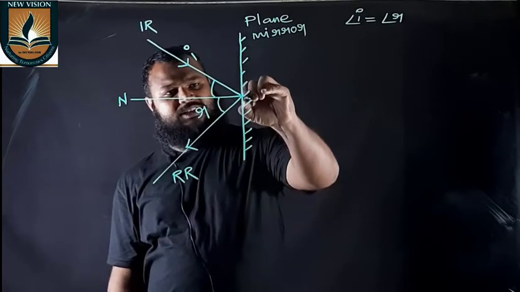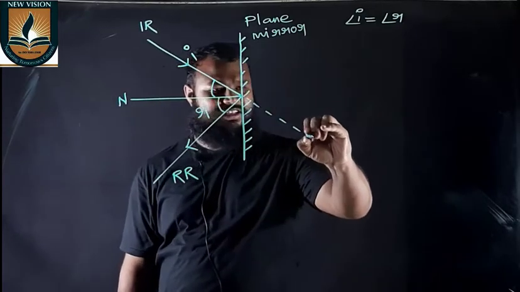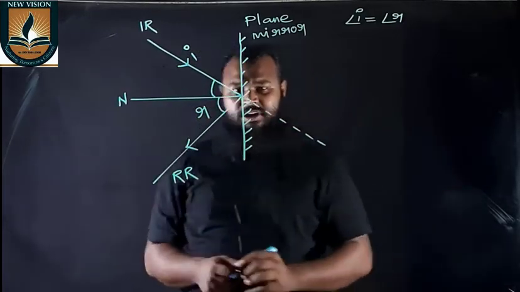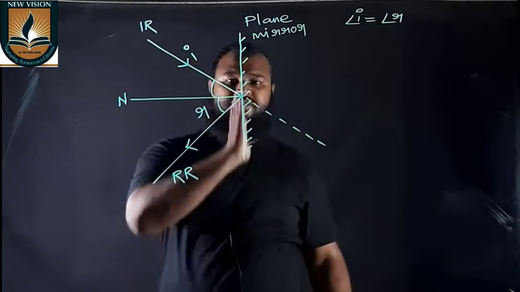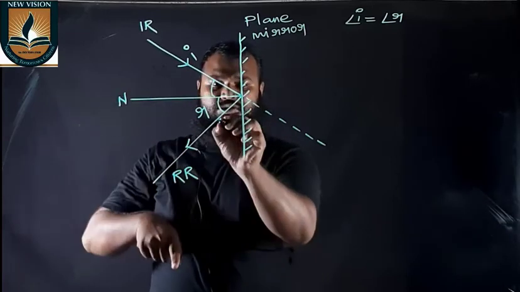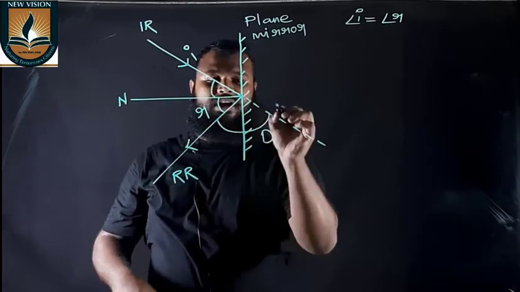Let me extend this light ray. What is this light ray? The incident ray. We have extended this one. If there was no mirror, the light would have traveled in this direction. Because of the mirror, light has deviated. So this is the angle of deviation.